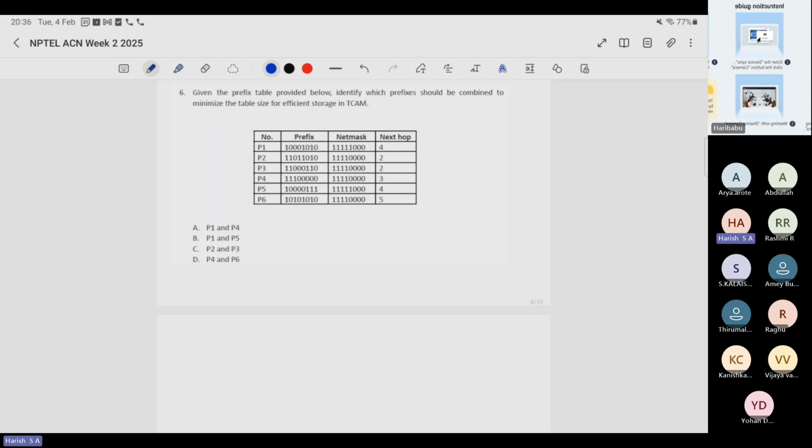So what is step 1? Combine based on their next hops. So P1 and P5 are together here because the next hop is 4 and 4. And P2 and P3 are together here. This is step number 1. Now see if you're able to combine among the similarly colored ones.